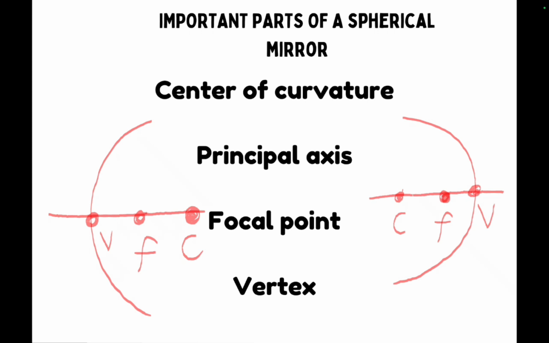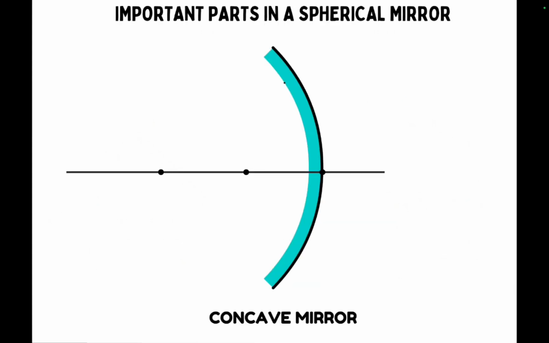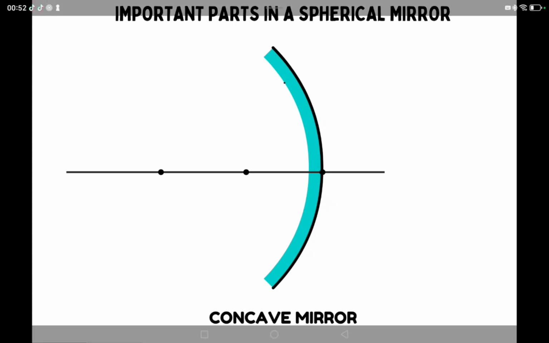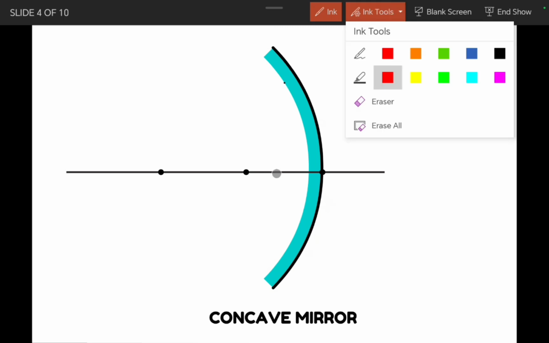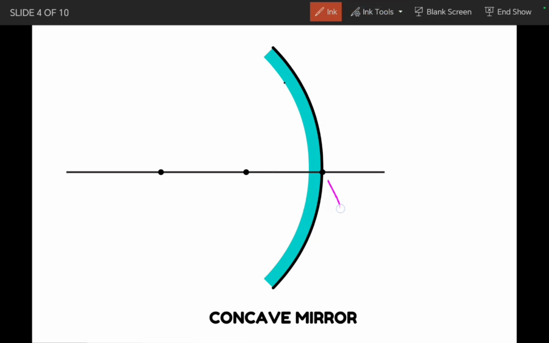Okay, let's proceed to the next slide. Again, let's go back. Do not forget these important parts of the spherical mirror. We have the center of curvature, the principal axis, the focal point, and the vertex. Okay, so now let's label it again. Where is our vertex? Okay, very good. Let's use my favorite color. The vertex is here. Where is the center of curvature? Okay, it's here, very good. And then, of course, the focus or the focal point is here. Okay, that is for concave mirror.